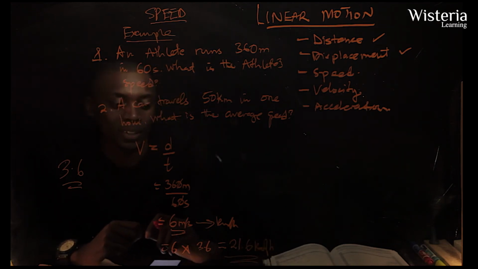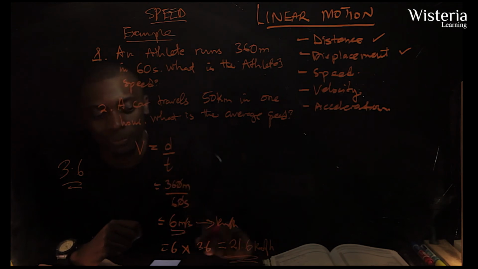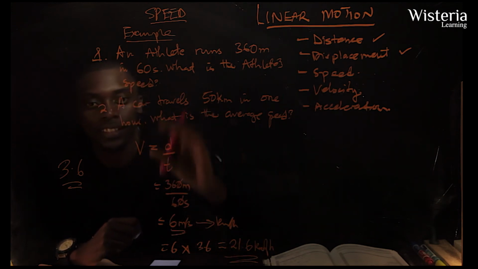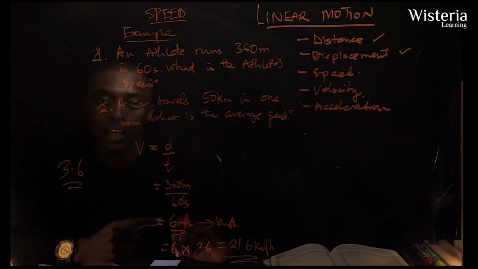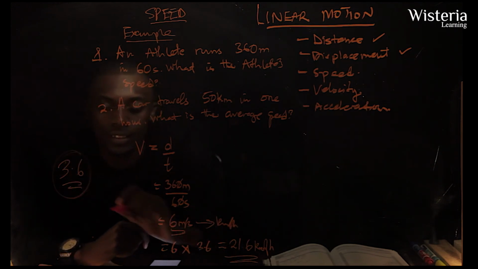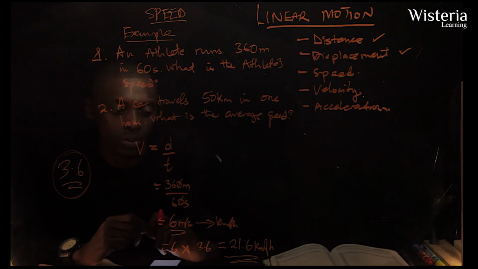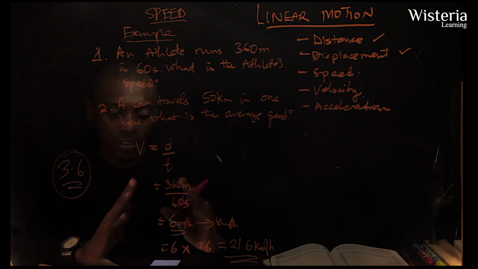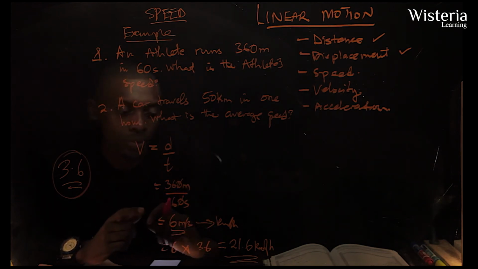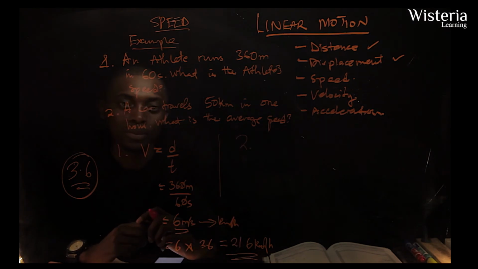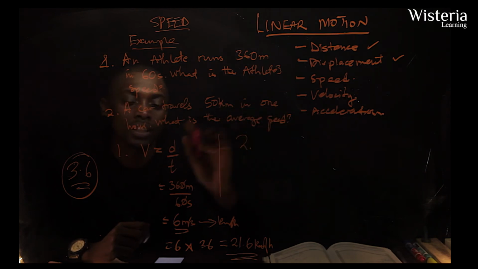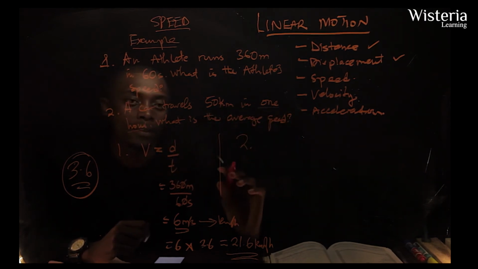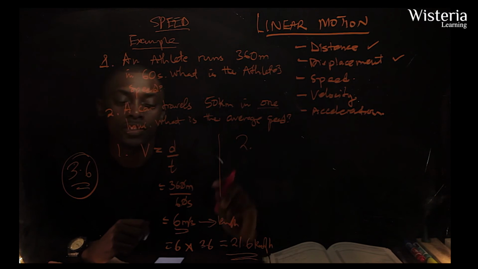So this is how we can calculate speed in this case, and where they ask you to convert from one unit to the other. I just want to emphasize that this is a converting factor. We use it to convert, not to waste much time, from one unit to the other. We move to example number 2, which says there's a car that travels a distance of 50 kilometers in 1 hour. Therefore, what is the average speed?